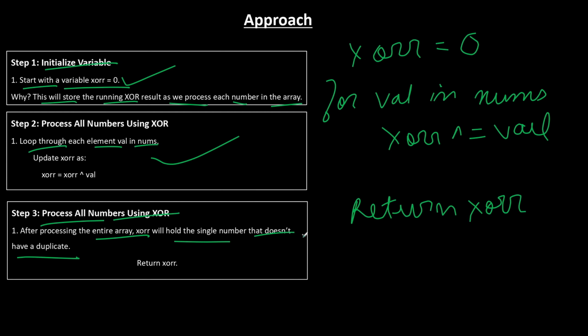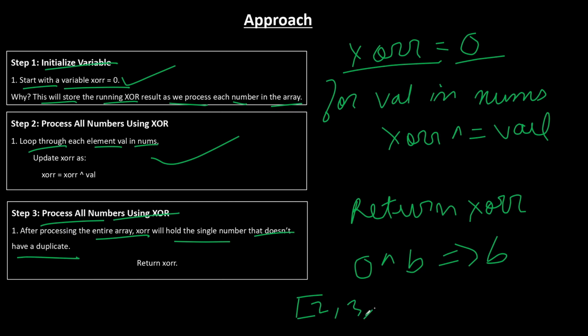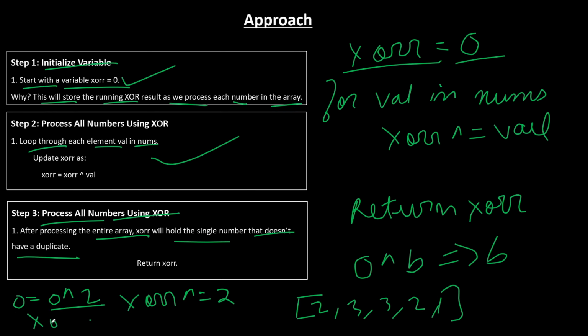You might be having the doubt why we are initializing XOR with 0 initially, right? Suppose we know that 0 XOR B will give me B. So when I iterate the array, suppose 2, 3, 3, 2, 1, and when I do XOR with 2, it will be 0 XOR 2, so the XOR variable will be storing 2 then. Got it? That is why we are putting XOR equals to 0 initially.